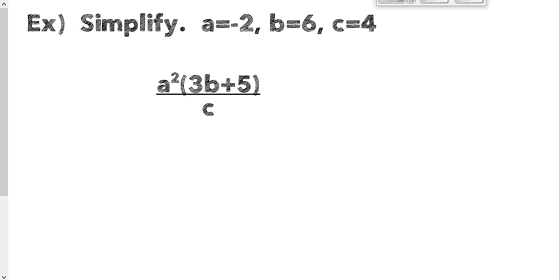All right, and then the last one that we're going to look at today, now we have A is equal to -2, B can be changed to 6, and then C can be replaced with 4. Parentheses is pretty important here. I'm just going to go right to the right.